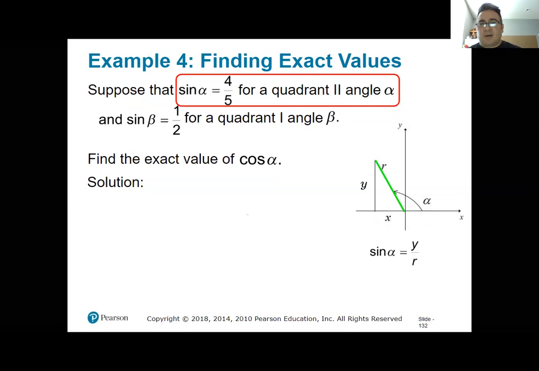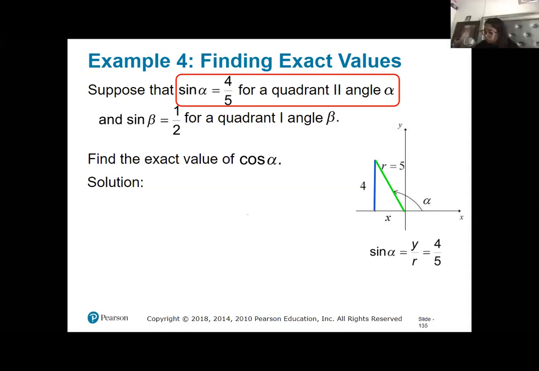So r is going to be what then? They told us the sine of alpha was 4 over 5. So y is going to be 4, and r is going to be 5, right? Four over five. So what we're looking for is the cosine of alpha. Now we have a way to find x because we have two sides of a right triangle, so now we can use that to find x.